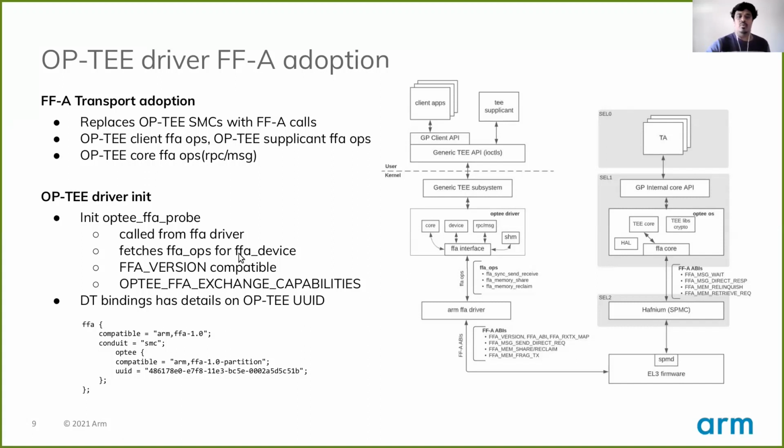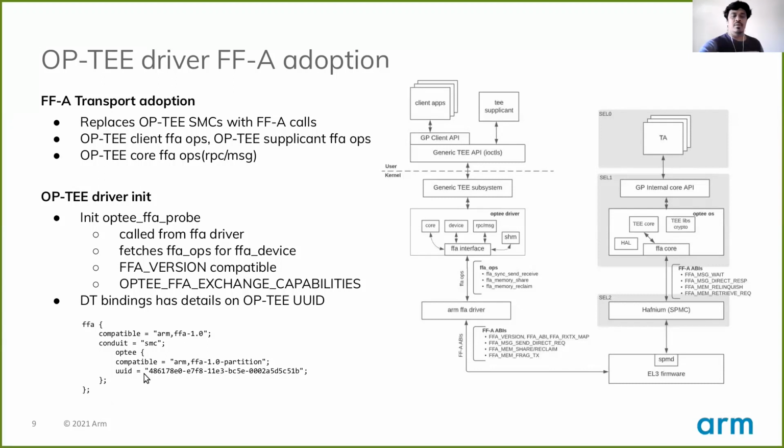As shown over here, during the OPTEE driver initialization, the OPTEE FFA probe routine is called. It will initialize the FFA operation by fetching the operations directly from the FFA driver, and it also checks the version compatibility, that is, what spec is implemented by the OPTEE-OS that is running in the secure world side, and it also exchanges the FFA capabilities. And the probe, detection and loading of the OPTEE driver all happen through the device tree entry.